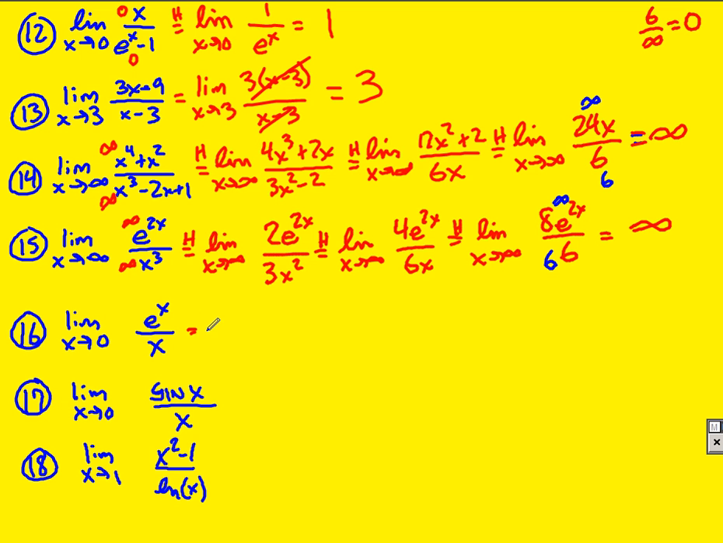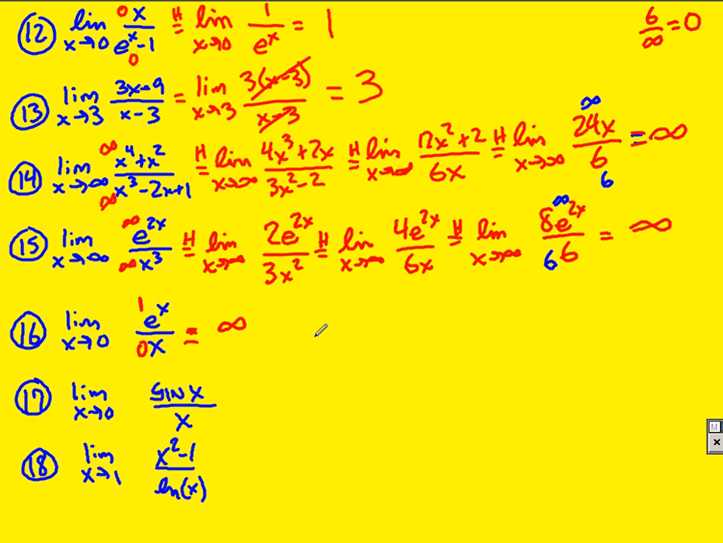All right, number 16 will be the trick question. If I plug in 0, I do have 0 on the bottom, but I have 1 up on the top. I don't have 0 over 0, so I don't need to use L'Hopital's rule. I can just say 1 divided by 0 is just infinity.